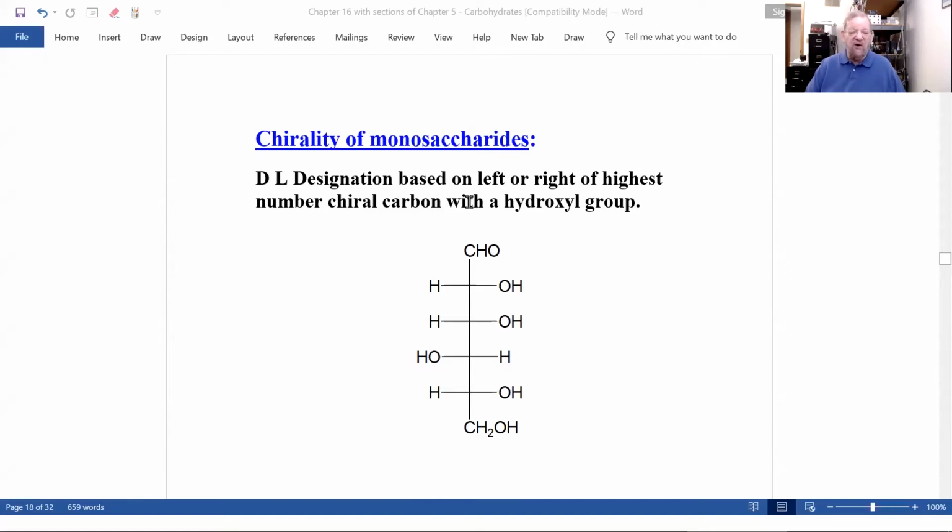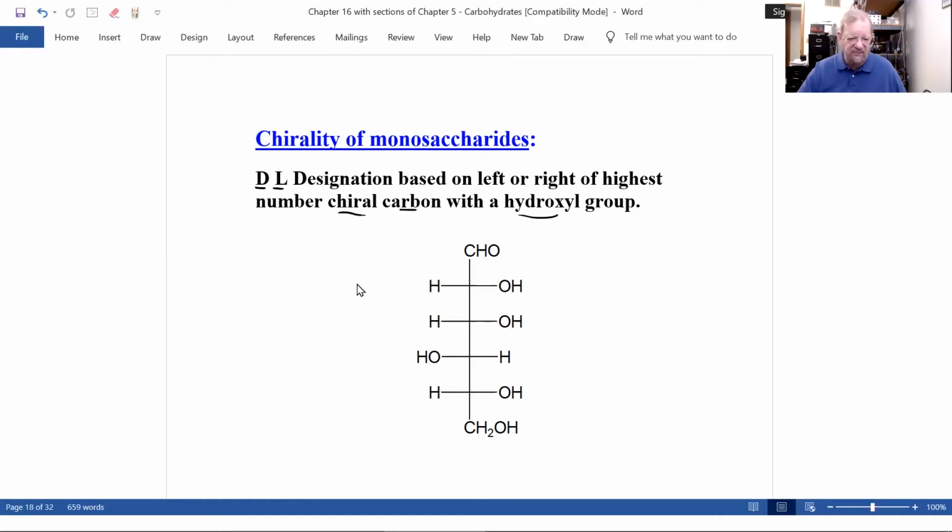Now, when you have a chiral carbon or more, the molecule is chiral, meaning it can exist in right or left form. And in order to detect that or talk about certain monosaccharides, mono 1 saccharide, carbon, sugar with either aldehyde or ketone, there's the DL designation, though you may need this for other classes. And this works based on the left or right of the highest numbered chiral carbon with the hydroxyl group.